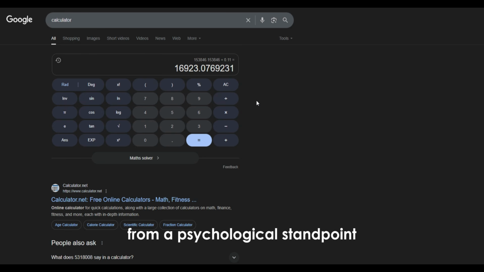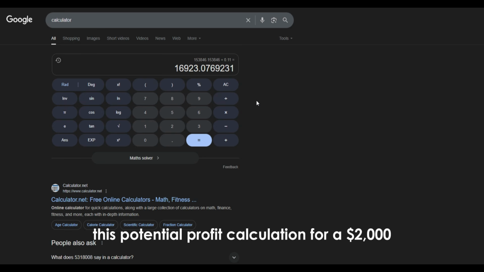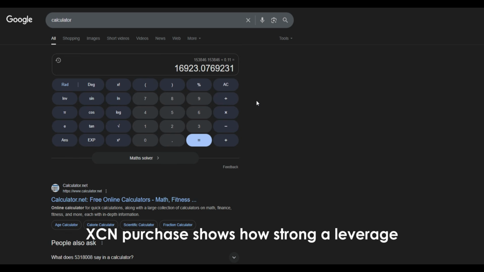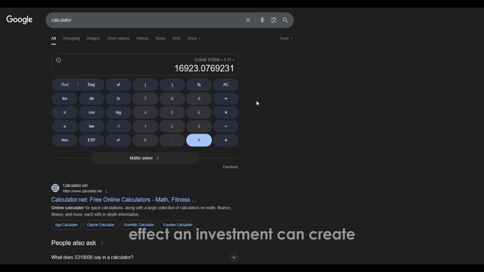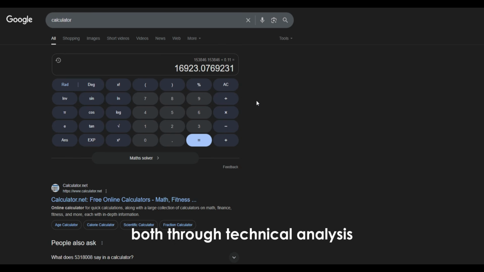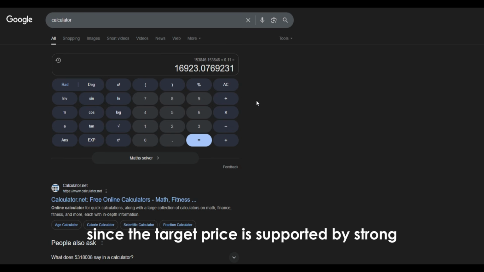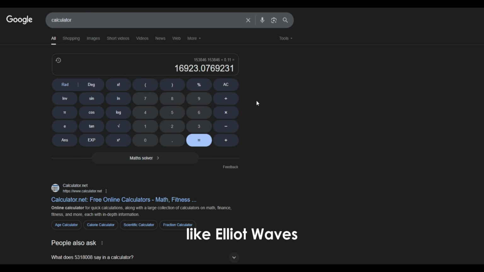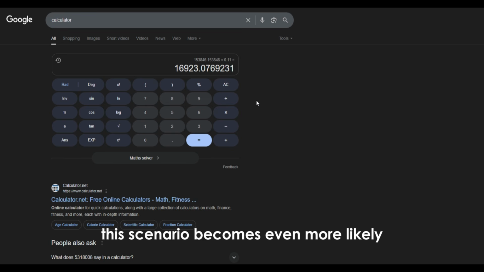In conclusion, this potential profit calculation for a $2,000 XCN purchase shows how strong a leverage effect an investment can create. The fact that the current price is quite low and the target price is set far above the current level are the main factors that make this investment attractive. In such a strategy, the investor has the chance to multiply the initial capital both through technical analysis and the discipline of patiently waiting. Especially since the target price is supported by strong technical analysis methods like Elliott waves, this scenario becomes even more likely.